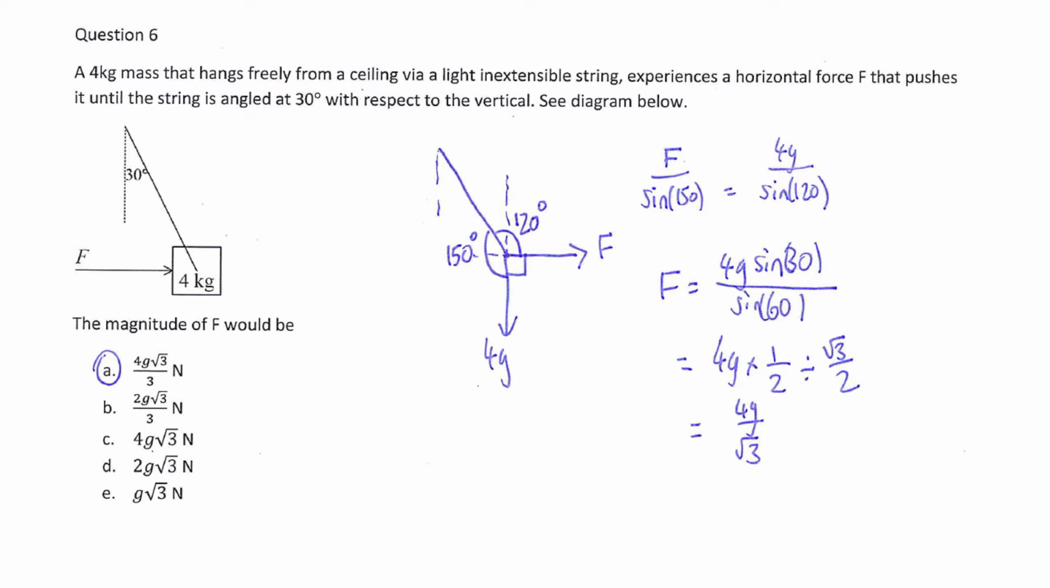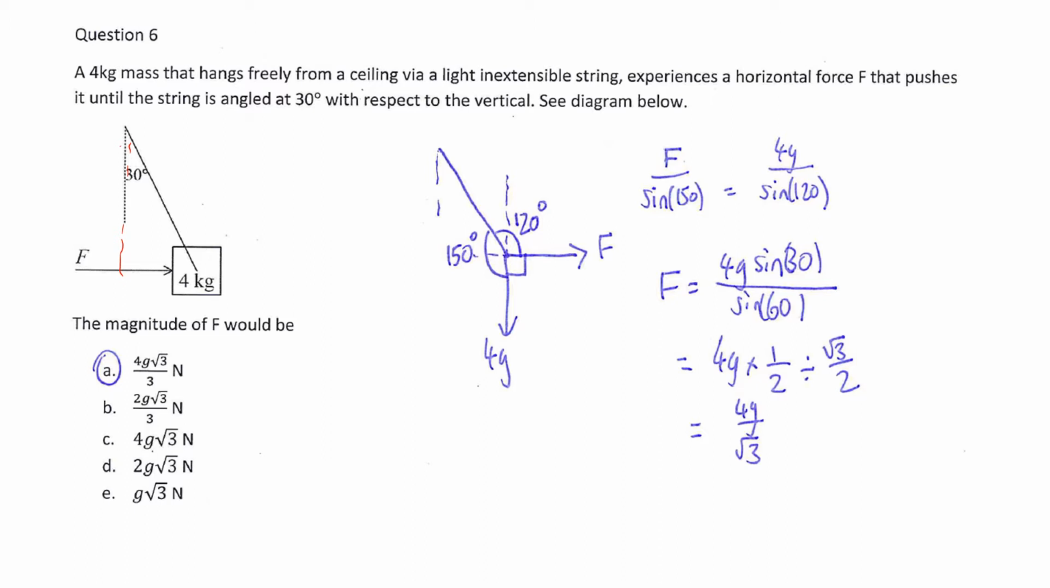Okay, so question 6 was an equilibrium question involving 3 forces. We've talked about several different ways you can unpack and solve questions where there's 3 forces in equilibrium. As you can see here, I've gone with Lami's theorem, but there's a couple of other equally valid ones that you could have used. But let's have a look at this situation. We've got a 4 kg mass that hangs freely from the ceiling via a light inextensible string, and experiences a horizontal force F that pushes it until the string is angled at 30 degrees. So there it is. It's naturally going to be wanting to dangle directly below, but it's pushed to the right, and that's the resultant situation.